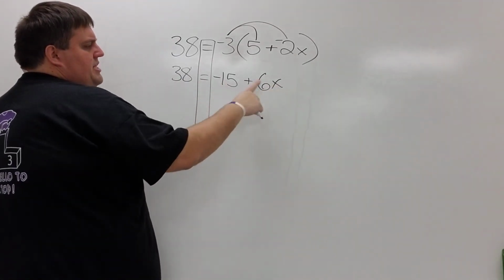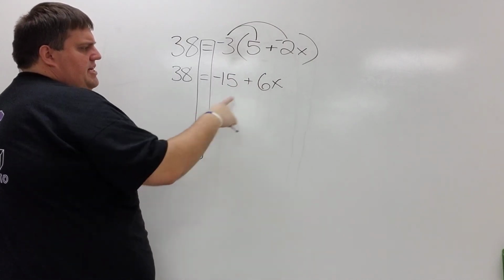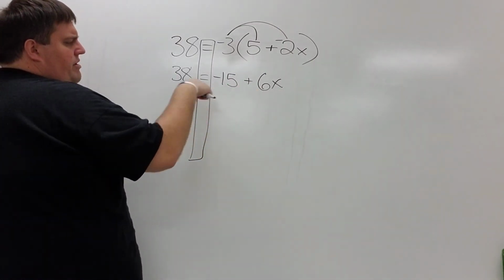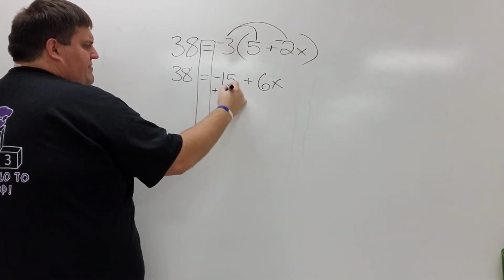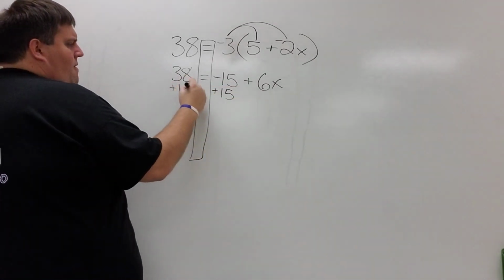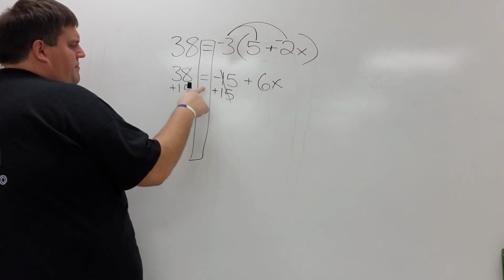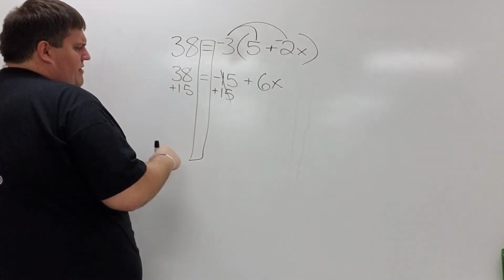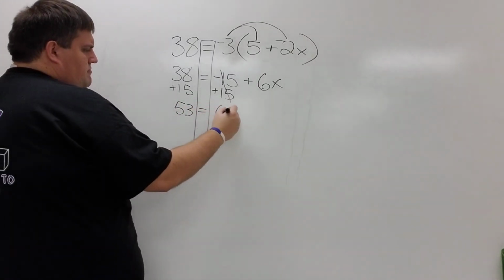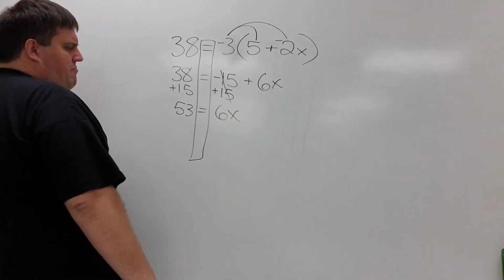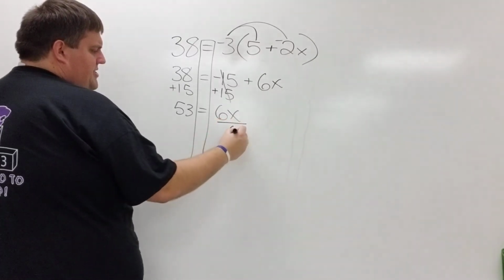Now, here's my two steps. I want to get rid of negative 15, I want to get rid of 6. Always get rid of whatever we're adding first. So I want to add 15 to get rid of negative 15. That's 53. And then to get rid of 6, we're going to divide by 6.